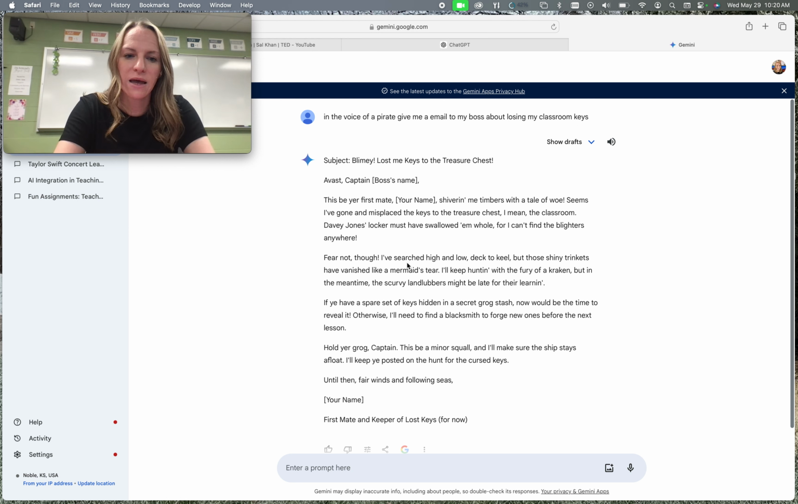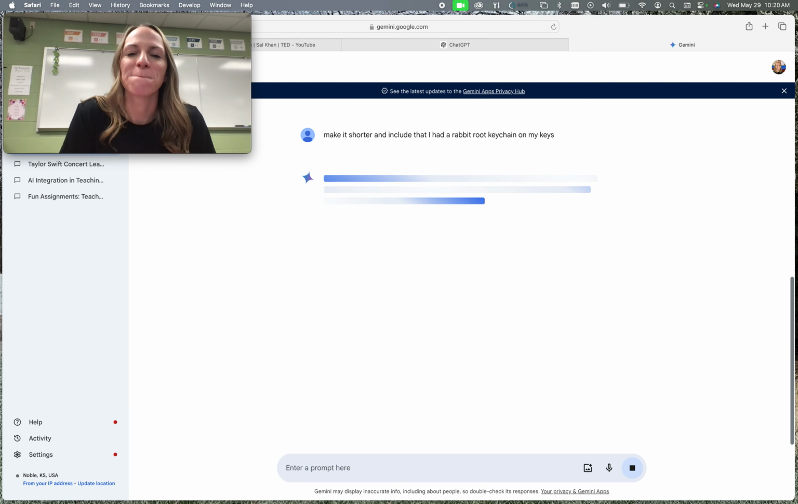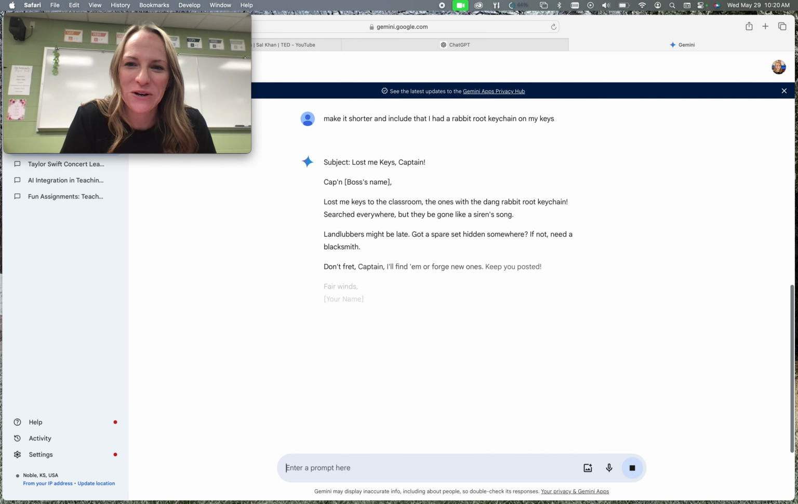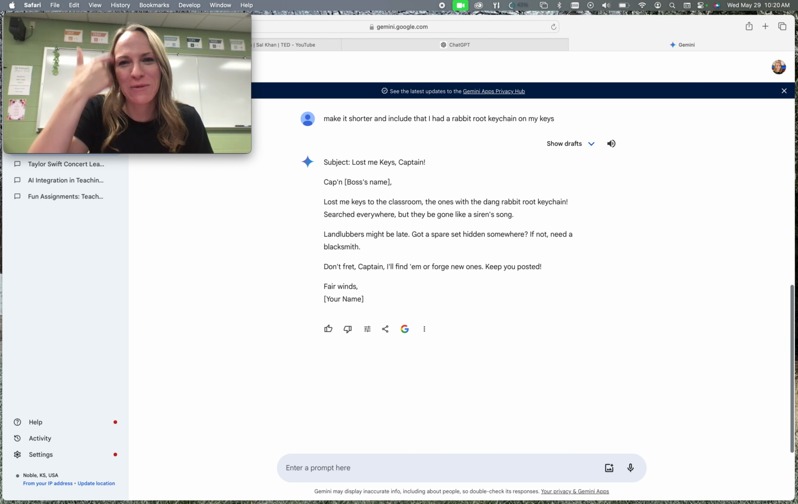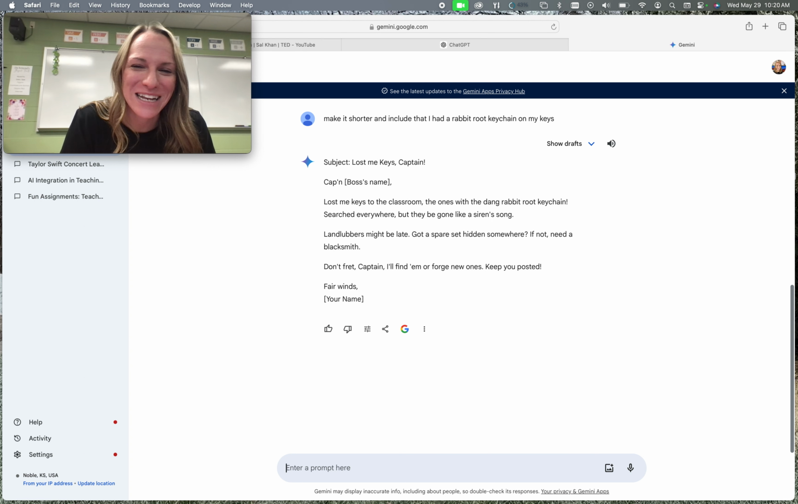So I can say, make it shorter and include that I had a rabbit foot keychain on my keys. And see if we can make it a little bit shorter, and then it's going to talk about the dang rabbit root keychain. Because I typed it wrong. I put rabbit root instead of rabbit foot. So obviously I need to work on my typing while I'm being recorded skills here.